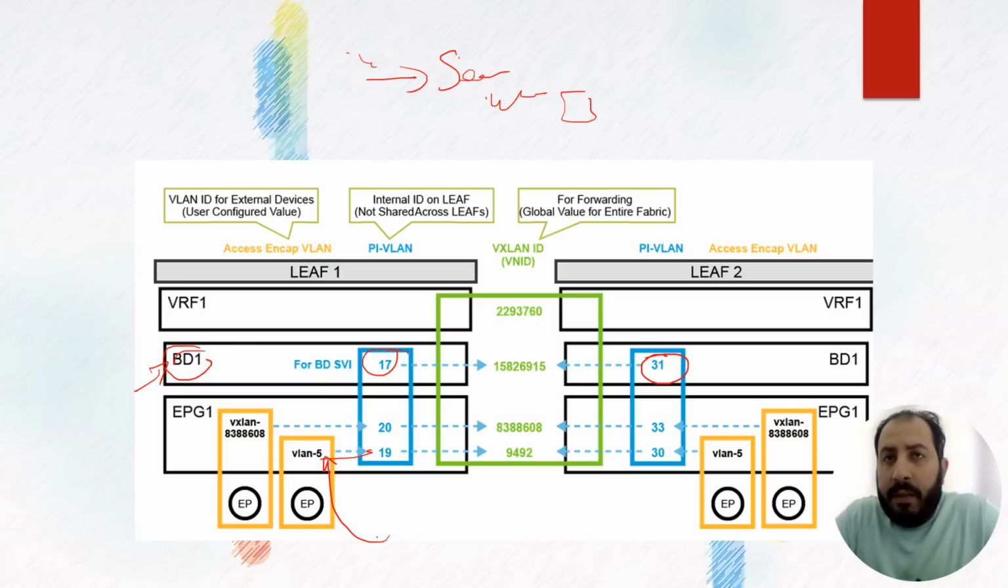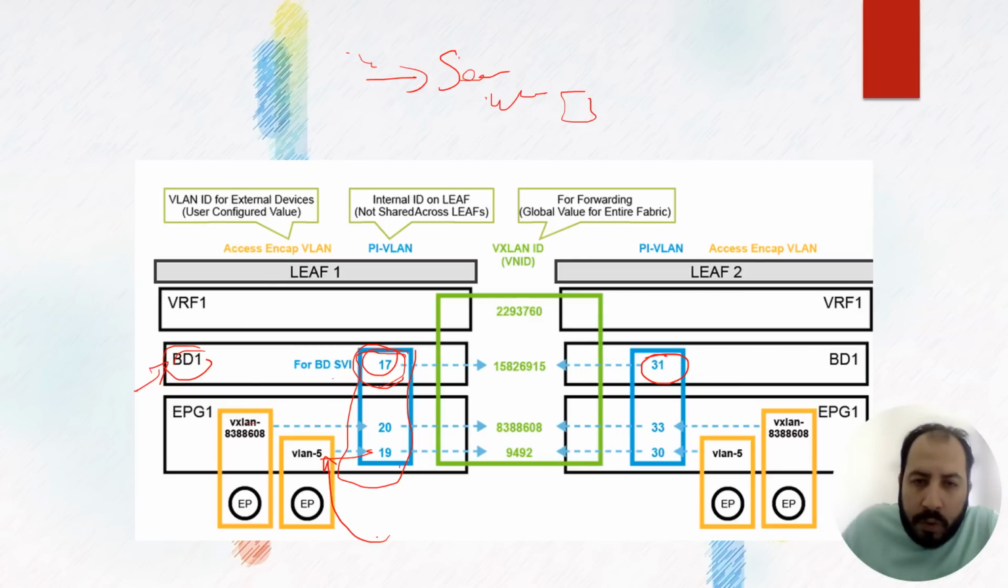Each external VLAN has some sort of mapping. Those mappings happen within the leaf switch with something called the protocol independent VLAN, okay? Also, if you have VXLAN, it also needs to be mapped with the protocol independent VLAN, which is, as we mentioned, unique and local to the bridge domain itself, okay?